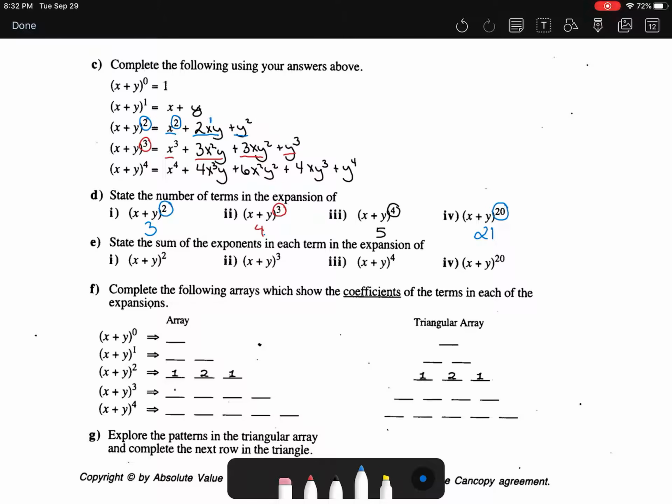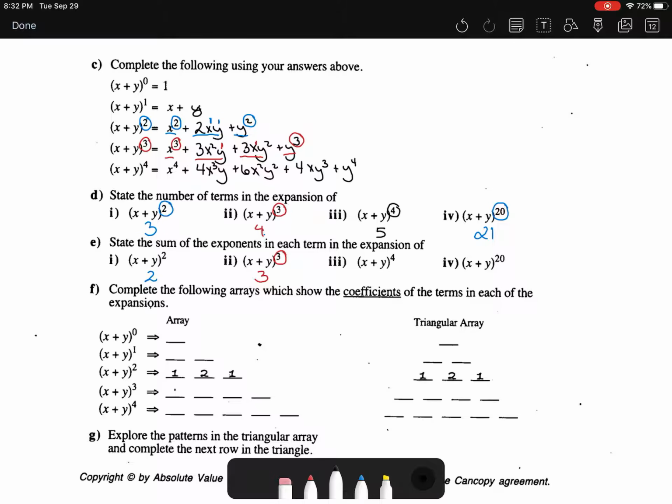The sum of the exponents in the second term would be 1 plus 1. That is also 2. And for the third term, it's obviously 2. So the sum of the exponents in each term was 2. For (x + y)³, the sum of the exponents: again, the first term is 3. In the second term, the 2, which is squared on the x, and the 1 attached to the y, that's 3. In the next term, 1 and 2 is 3, and again, the last term is 3. So what we're seeing now is that the sum of the exponents in each term is equal to the exponent of the binomial that we're expanding.